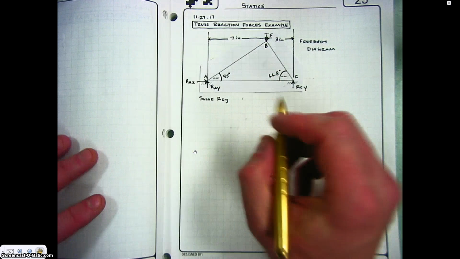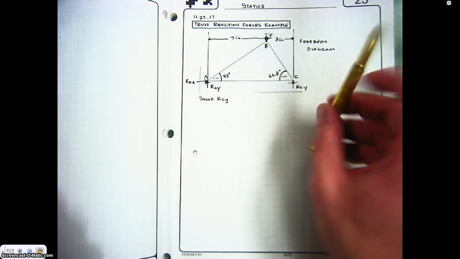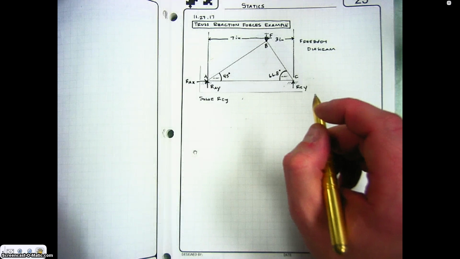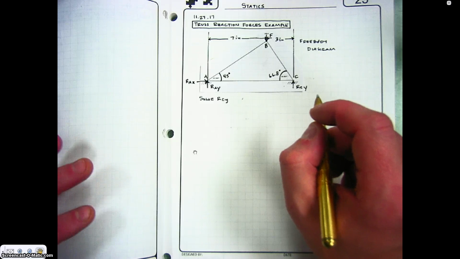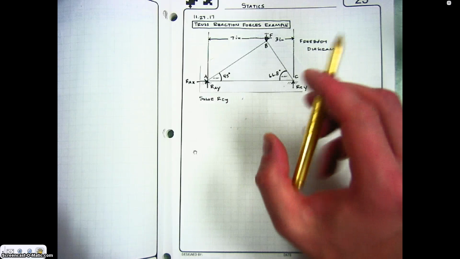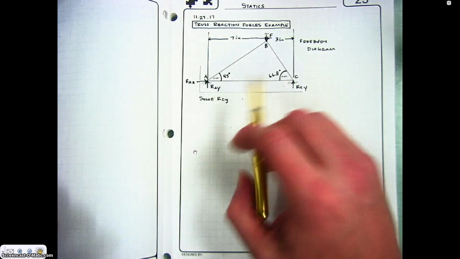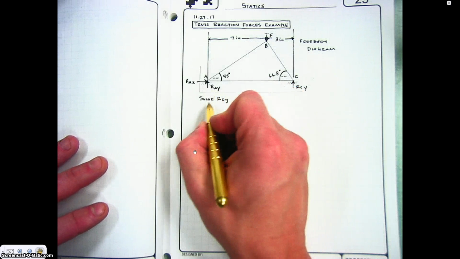And so when we solve for RCY, we are going to use our moment static equilibrium equation to do that. You could use vector addition to do this, except we don't have enough information to use vector addition, and so we're going to have to use the moment static equilibrium.